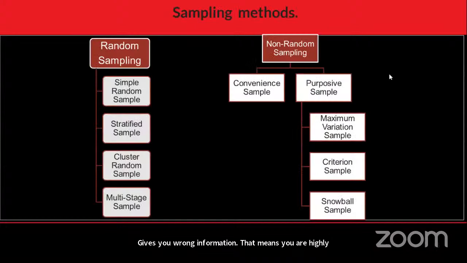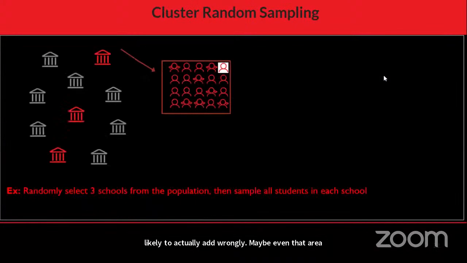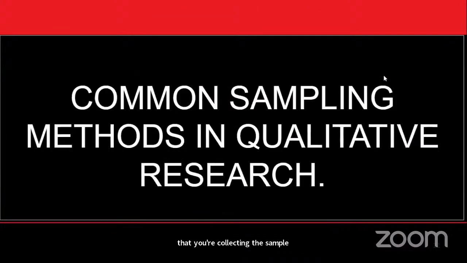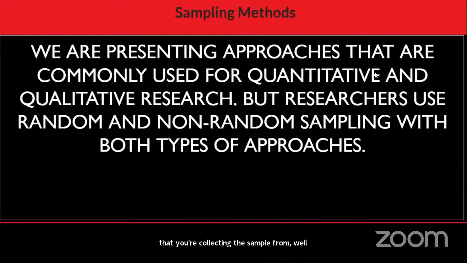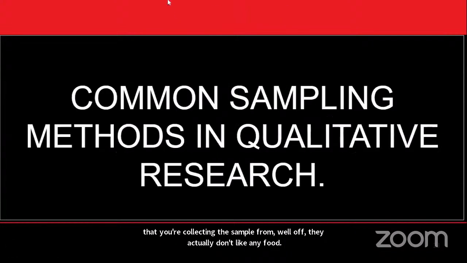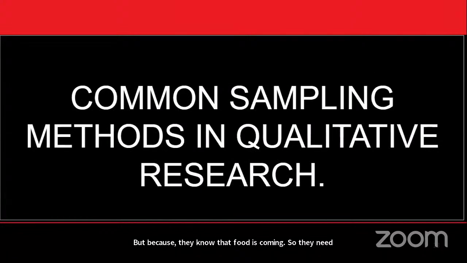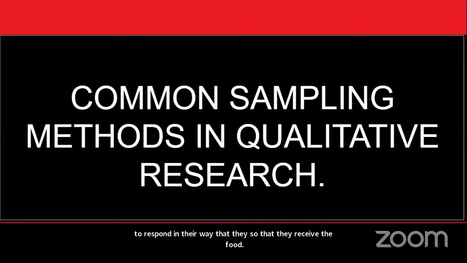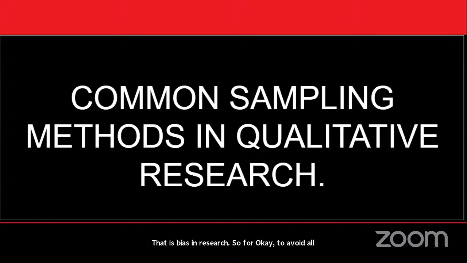Maybe even the area that you're collecting the sample from, those people are well off. They actually don't lack any food, but because they know that food is coming, they need to respond in the way that they receive the food. That is bias in research. So to avoid all those biases, you have to use good sampling and you have to follow all the procedures.